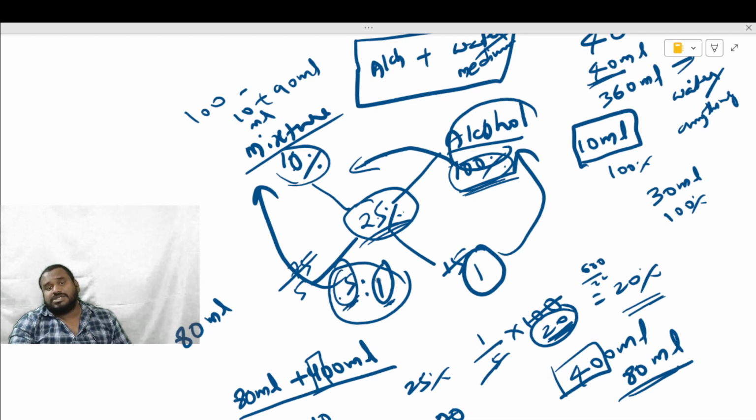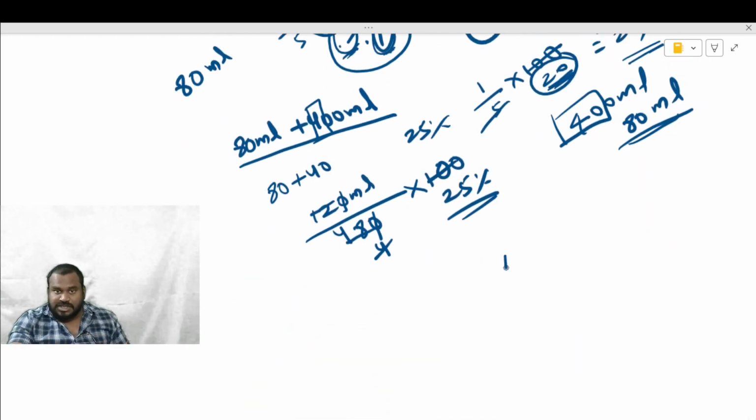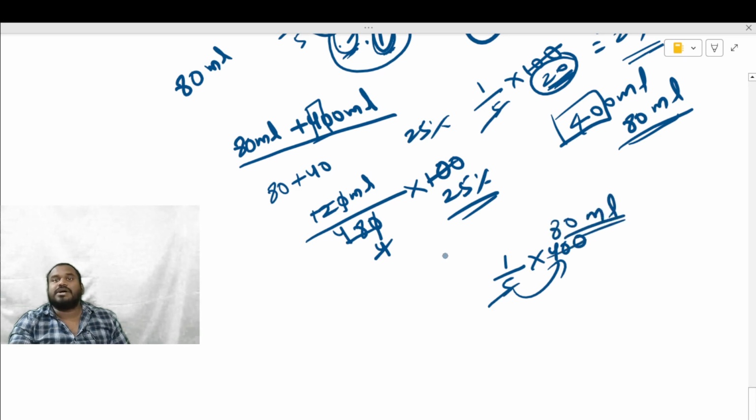5 parts is mixture, 1 part is the alcohol you need. So it means, do it here. 5 parts is mixture, 1 part is alcohol. 1 by 5 into, what is the value of mixture? 5 parts is 400, right? So 480. So it means 80 ml you need to add. Correct. Let's see.